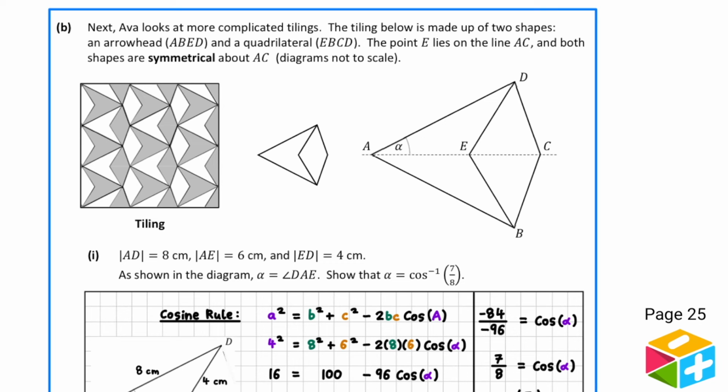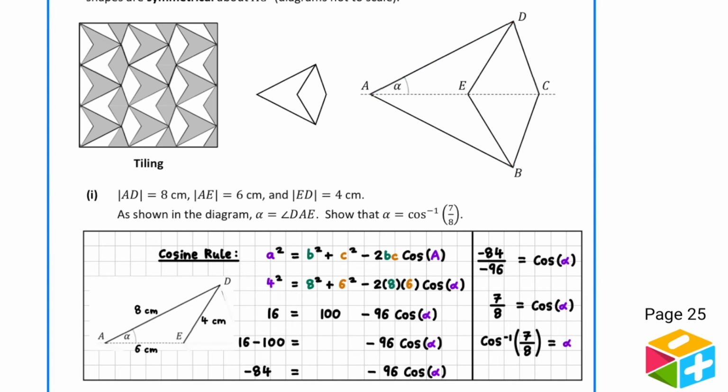In part B, Ava is considering a more complicated tile. Here, each tile consists of two parts. An arrowhead, A, B, E, D, which I've coloured in blue, and a quadrilateral, E, B, C, D, which I've coloured in red.